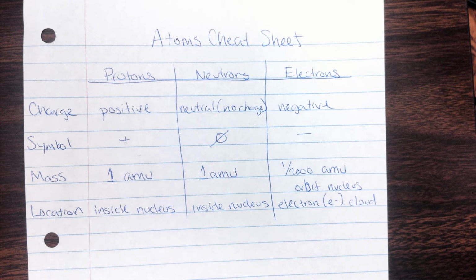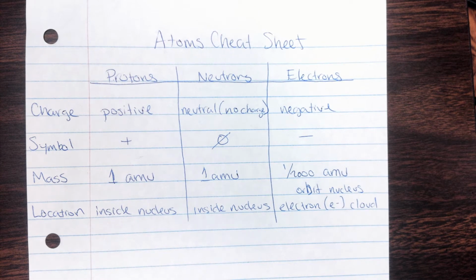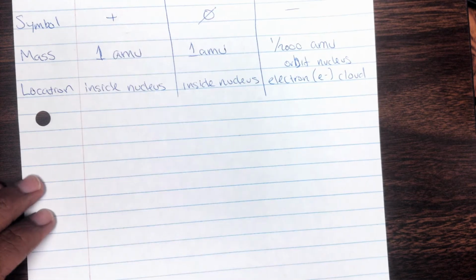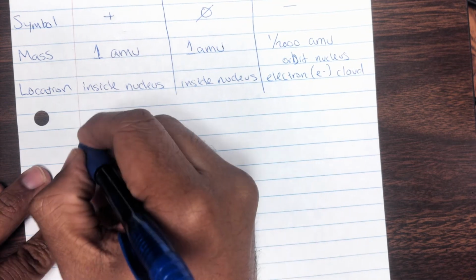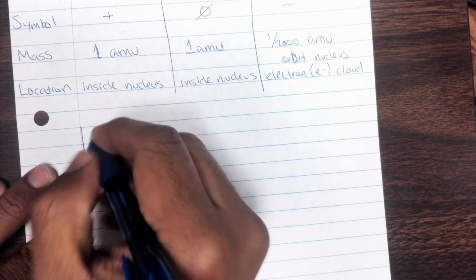So this is your cheat sheet for the different subatomic particles. Now we're going to label out what all the parts of a periodic table tile mean or look like. All right. So first, we're going to draw a box over here, and we're going to draw a sample tile.